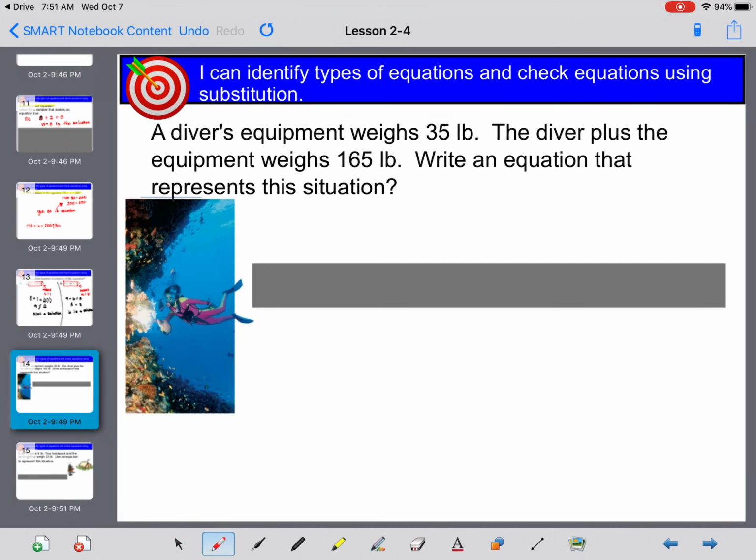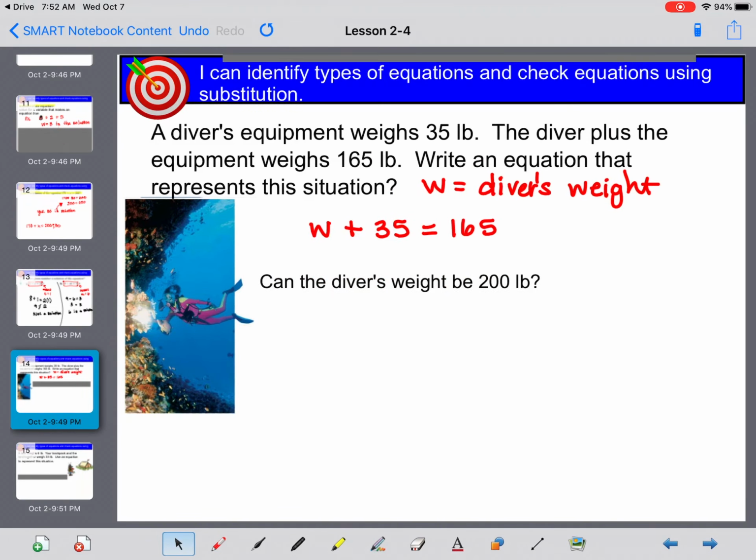Well, it would really be helpful to know the weight of the diver in order to figure out the total weight. So if I called the diver's weight W, I'm going to define the variable like I'm defining a vocabulary term. W equals the diver's weight. I could then say that the diver's weight plus the 35 pounds of equipment is equal to a total of 165 pounds. Is that true? Or does that look right to you?